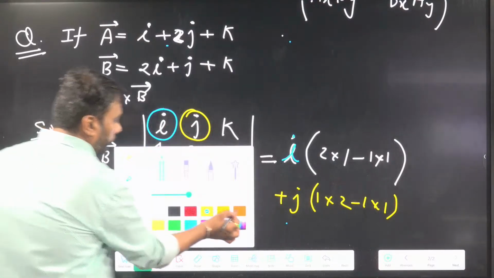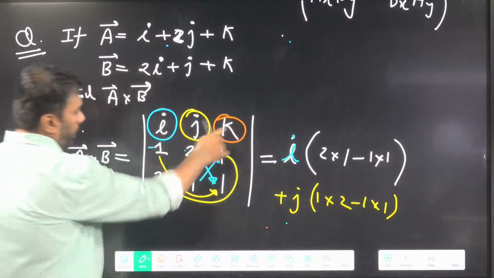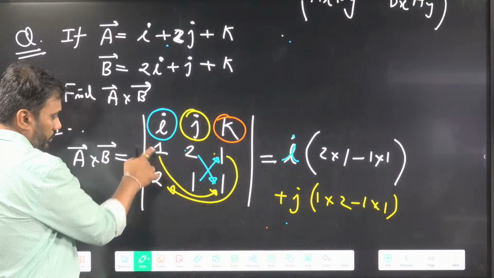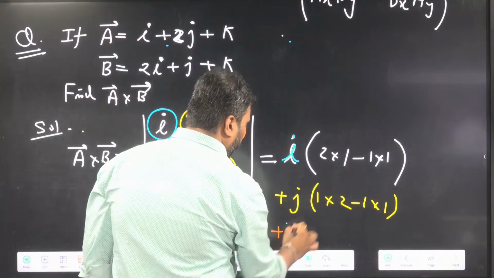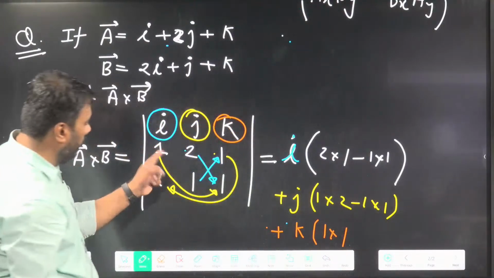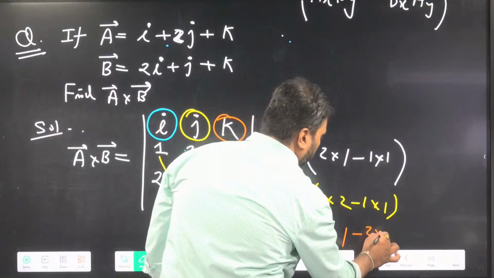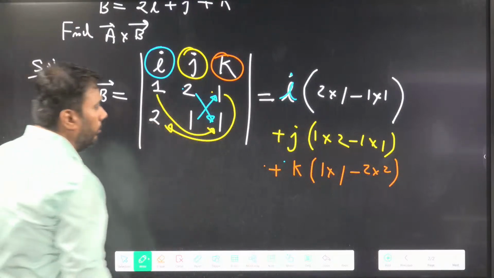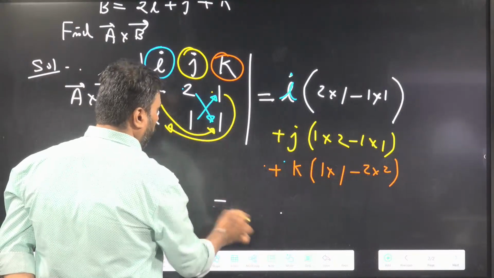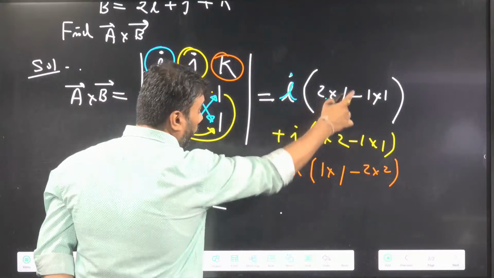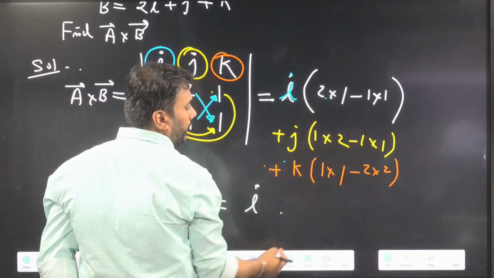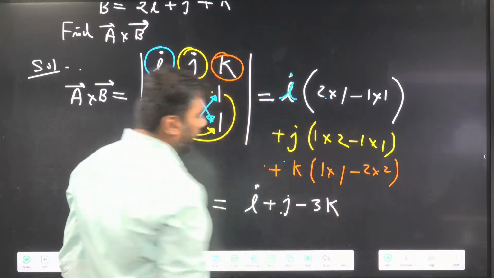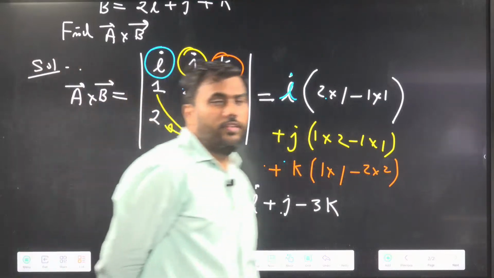Then last, the k component. I will remove this row and column, so I am getting these two terms. 1 into 1 minus 2 into 2, with k cap. Okay, tell me, is this clear? Now just solve this. So what will be left? 2 minus 1, 1 i cap. 2 minus 1, 1 j cap. And 1 minus 4, minus 3 k cap. This will be the answer: i plus j minus 3k cap.